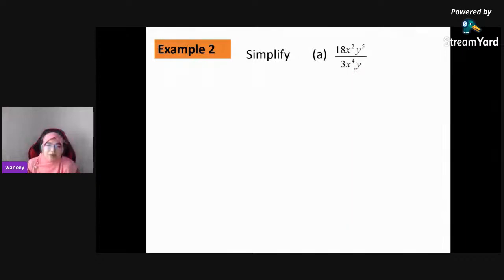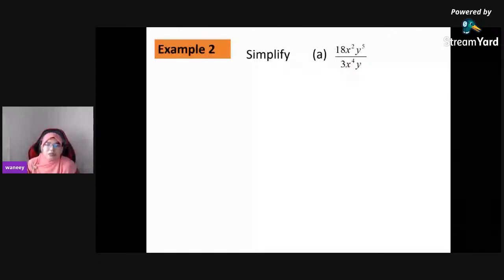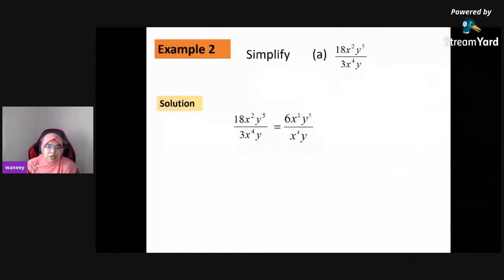So what are we going to simplify first is the number. So do make sure you simplify the number and then you simplify for the x and then we're going to simplify for the y. Okay, so simplify the number first. 18 divided by 3, so it will become 6. So we have 6x squared y to the power of 5 over x to the power of 4 multiplied with y. So this is a division between the same base because we have x over here, y here, y here. So same base. So we can actually do the division for something within the same base.